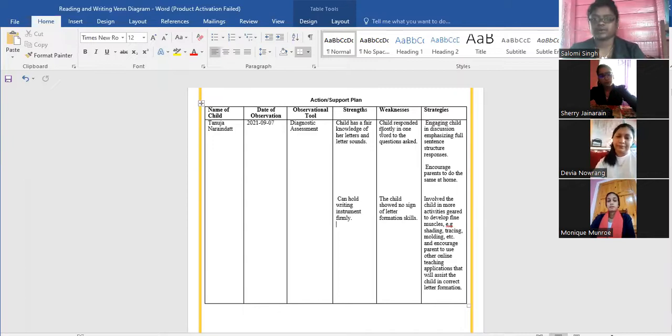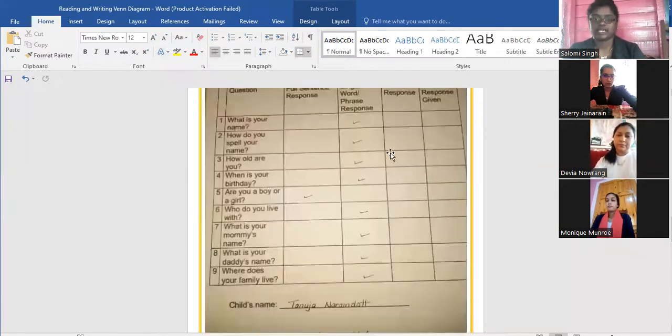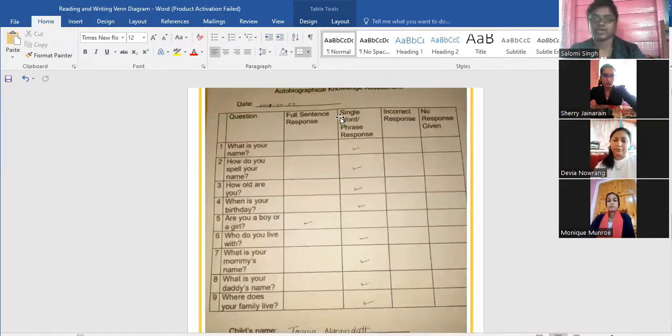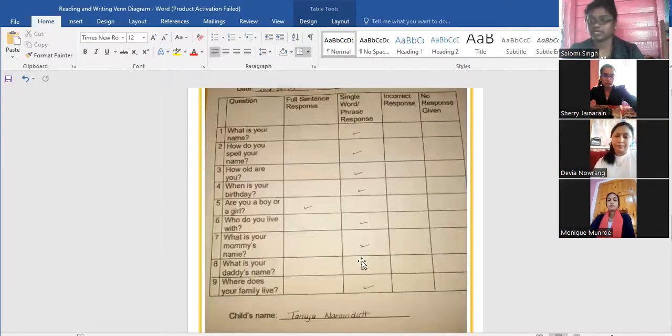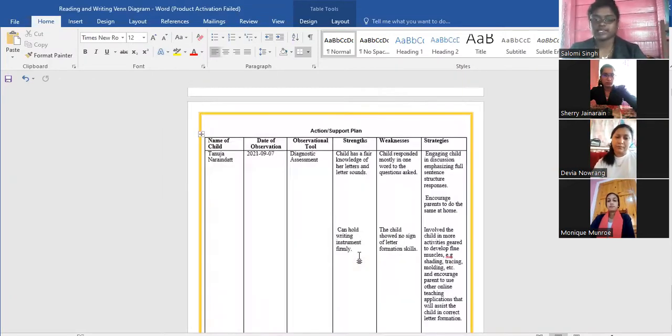So let's look at the weakness here now. It says here that the child responded mostly in one word to the question asked. And we saw that here in her autobiographical knowledge, right? Most of her questions she would have answered in one word.